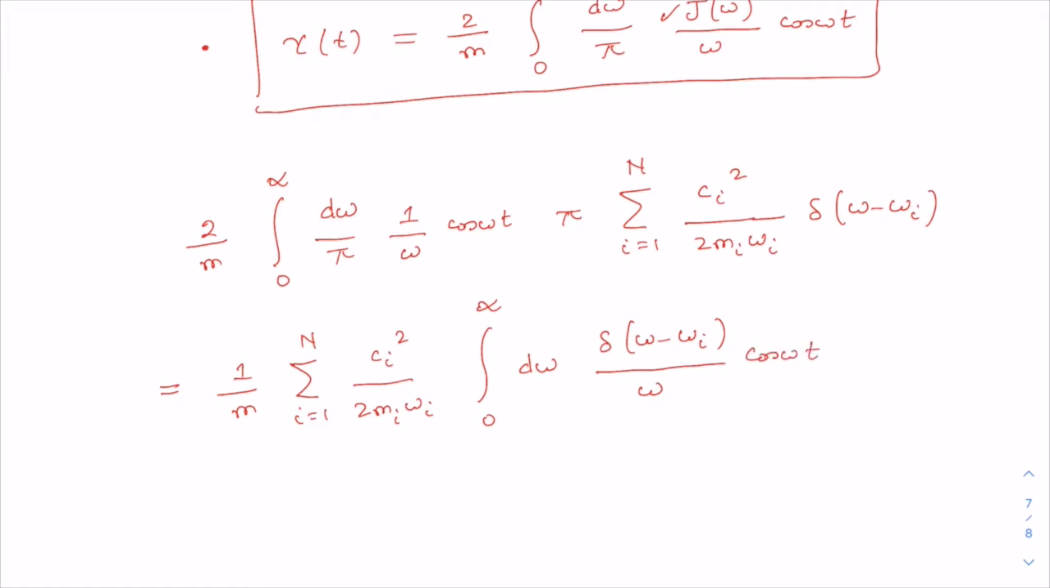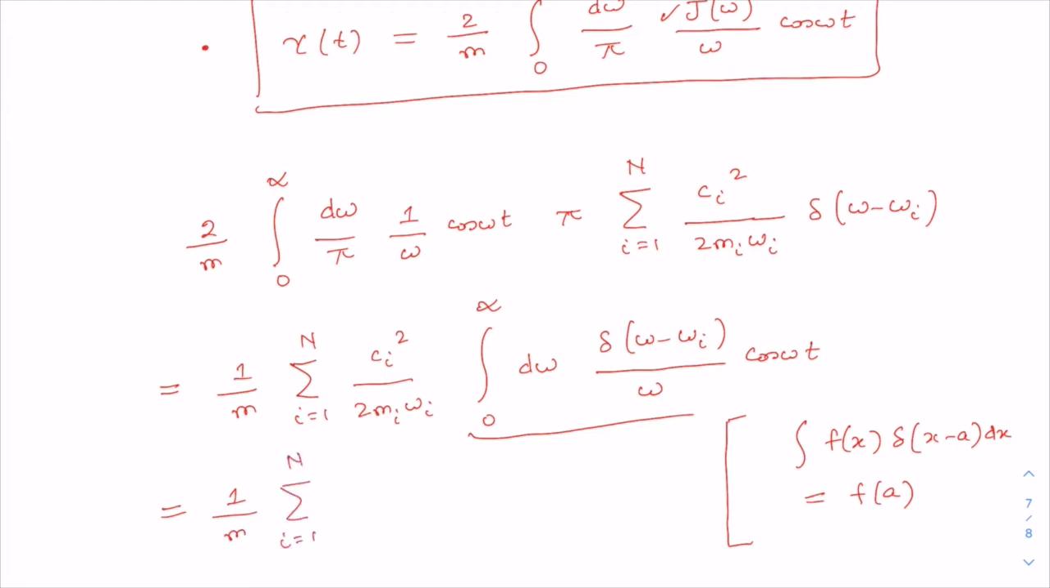Now you know from your mathematical physics course or mathematics course this property of the Dirac delta function. Suppose we have this function f of x and the delta function delta x minus a is there, and this integration will give you f of a here. So you can easily use that. Using this property, I can write it as 1 by m, summation i equal to 1 to n, and I have ci square divided by twice mi. Now this would become omega i, because omega is equal to omega i, so therefore I will have twice mi omega i square cos omega i t.